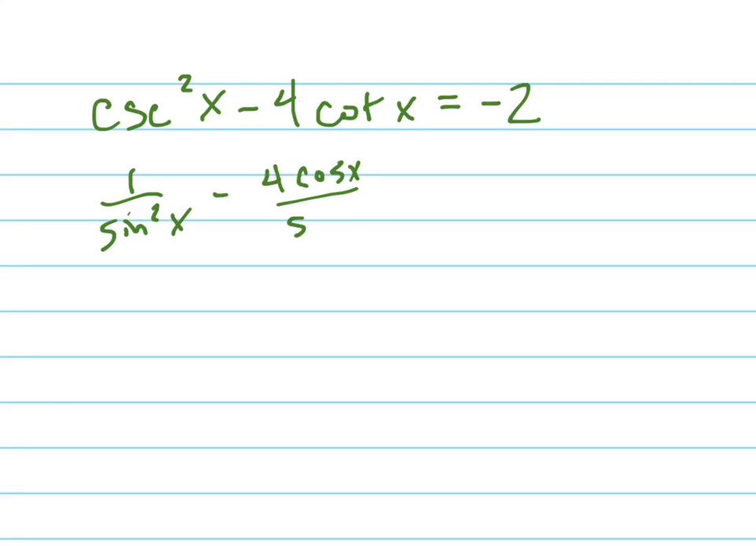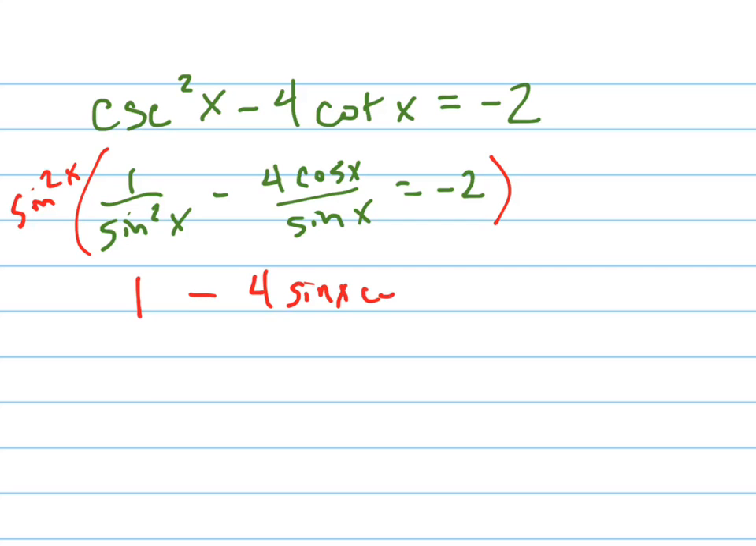cosine over sine. Is the number always going to be on top then? Yeah, the number, because that's 4 over 1, right? So now I'm going to multiply everything by sine squared. There's other ways to do this problem, but I would prefer to do it this way. When I multiply everything by sine squared, because it's called clearing the fraction, sine squared is the least common denominator, I get 1 minus 4 sine x cosine x equals negative 2 sine squared x.